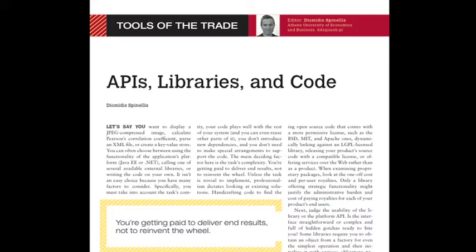Next, judge the usability of the library or the platform API. Is the interface straightforward or complex and full of hidden gotchas ready to bite you? Some libraries require you to obtain an object from a factory for even the simplest operation and then initialize it with various obligatory parameters, including other objects that you need to create, before performing multiple actions, each of which can fail in several obscure ways.